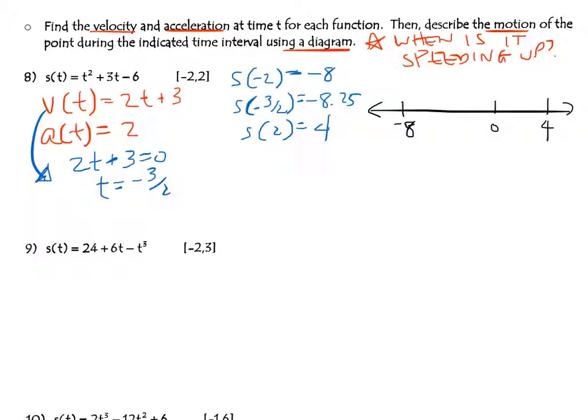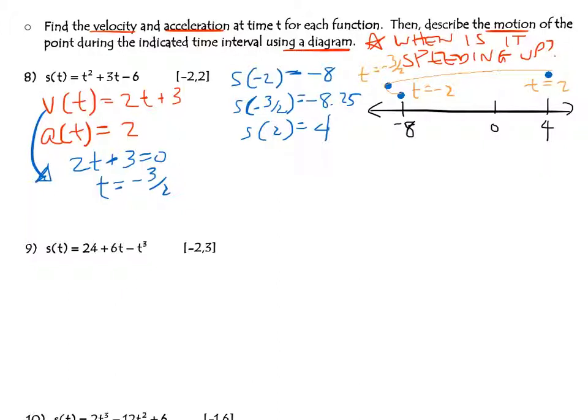And plot our points. So we start off at -8, then we go to -8.25, so just a little bit to the left, and then all the way to 4. So we're starting here, going to the left, and then going back to 4. And we want to label the times that each of these happen. So t equals -2 is our starting time. t equals -3/2 is when we change directions. And t equals 2 is our endpoint.